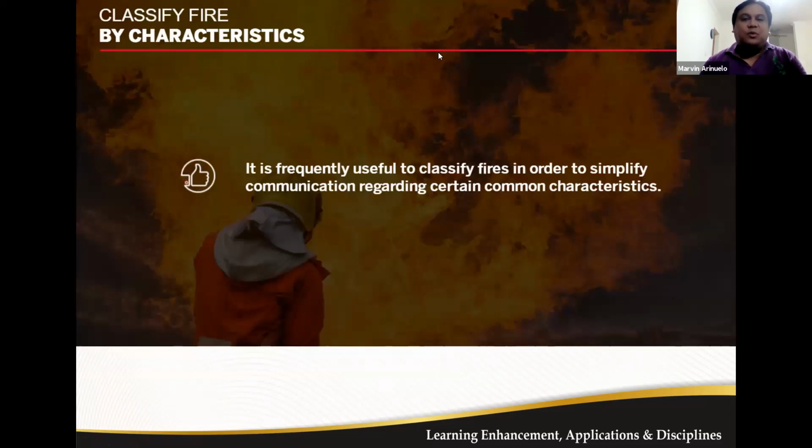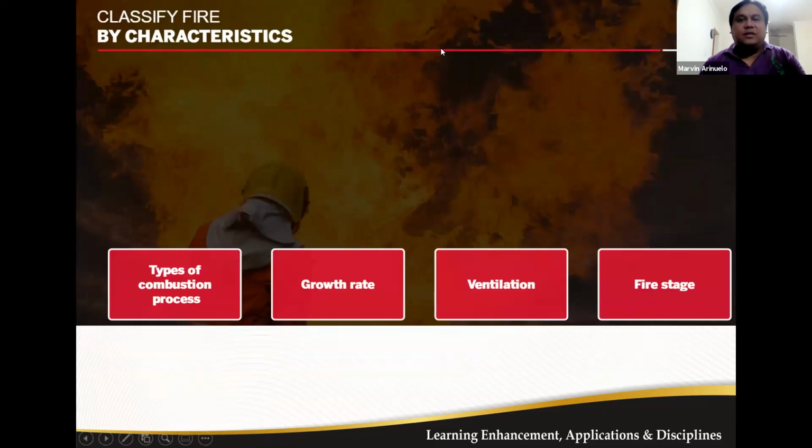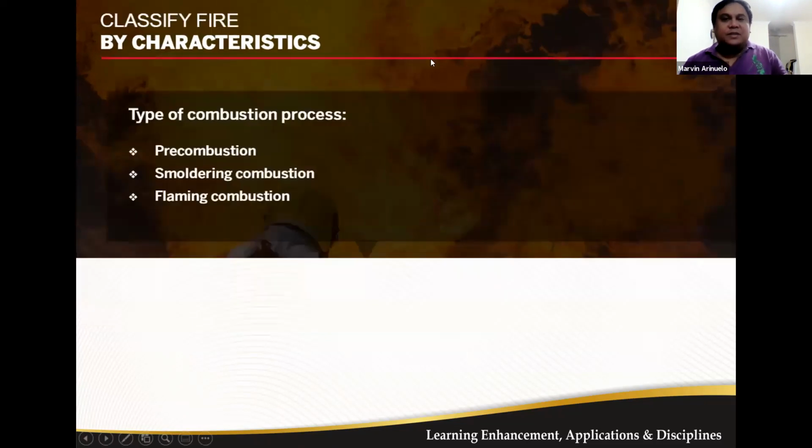It is frequently useful to classify the fire in order to simplify communication pertaining to certain common characteristics. So let us discuss those fire characteristics. Fires have been characterized in four general ways: type of combustion process, the growth rate, the ventilation, and the fire stage.